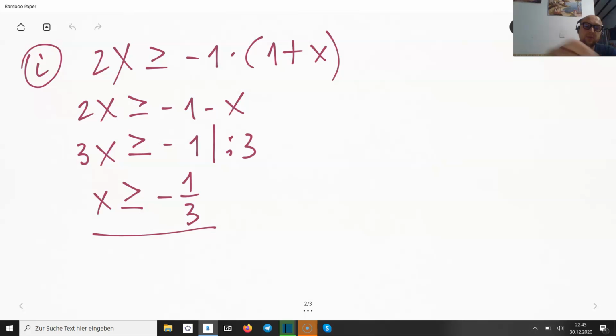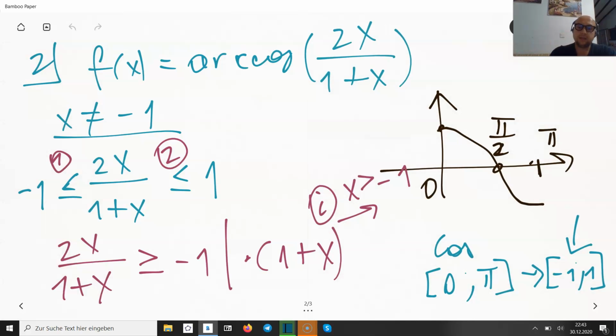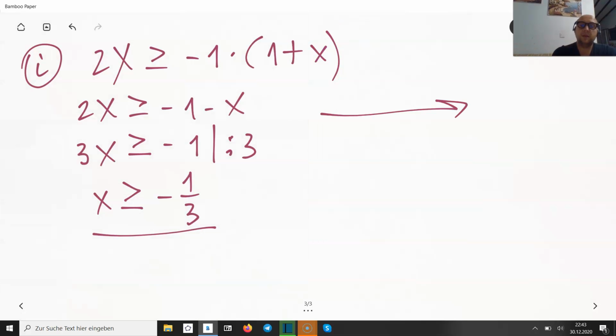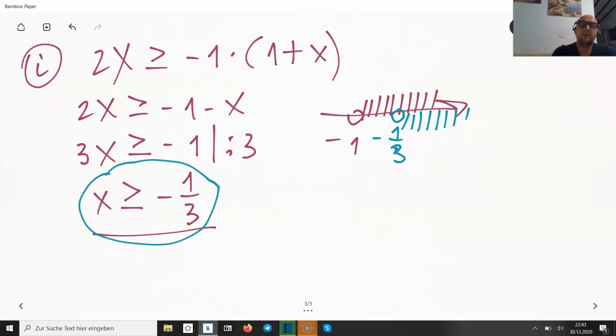Now, what was the assumption? The assumption was x is bigger than -1. So we want to be, this is -1, we're bigger than that. And now we want to be bigger than minus a third, which is a bit closer to 0. And we are going from there on. So the solution is x is bigger than minus a third.